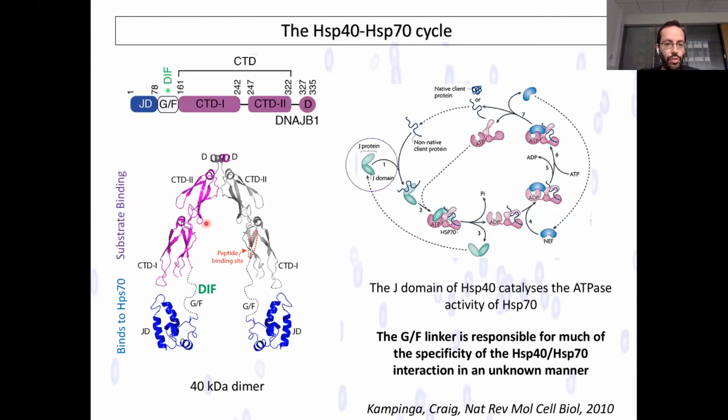All this was known from the 90s, but around the same time, there was some puzzling data that essentially showed that if you mutate residues in this long, low complexity linker region, that leads to HP70 dependent cell death.